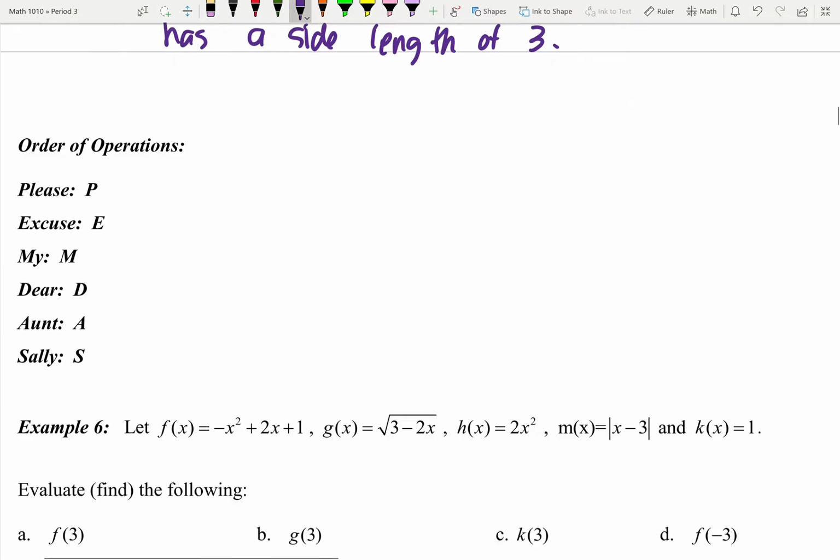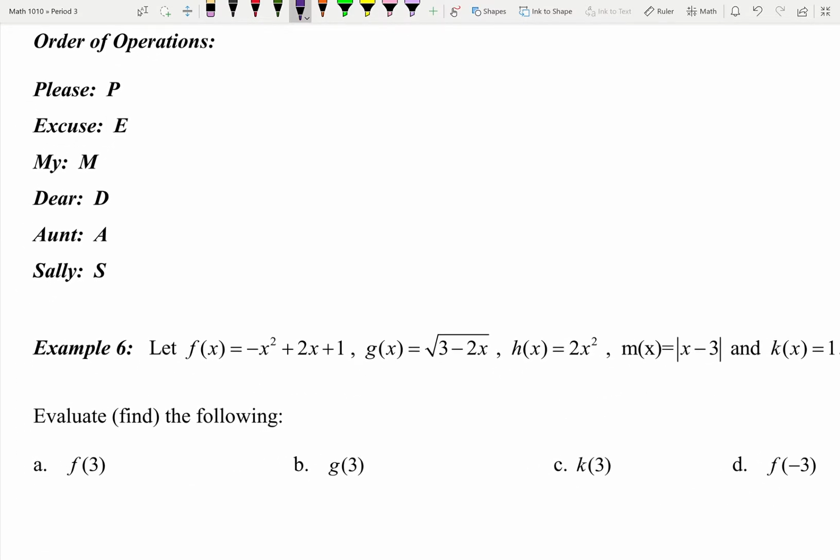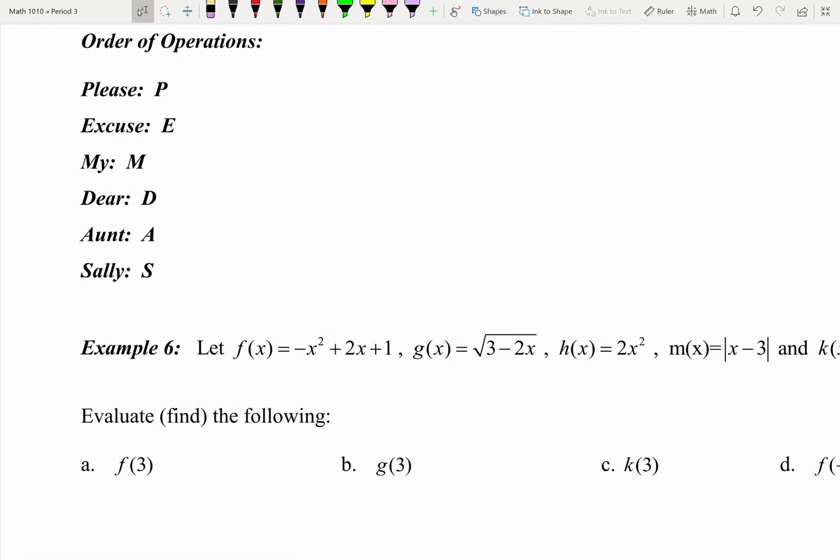So anyway, okay, we're going to do some order of operations. If you bought the calculator, take it out, okay? We're going to do some calculator work. Here we go. So order of operations. Please excuse my dear Aunt Sally. Everybody tell me what the P stands for. Parentheses. Let's write this down. E is what, everybody? Exponents.